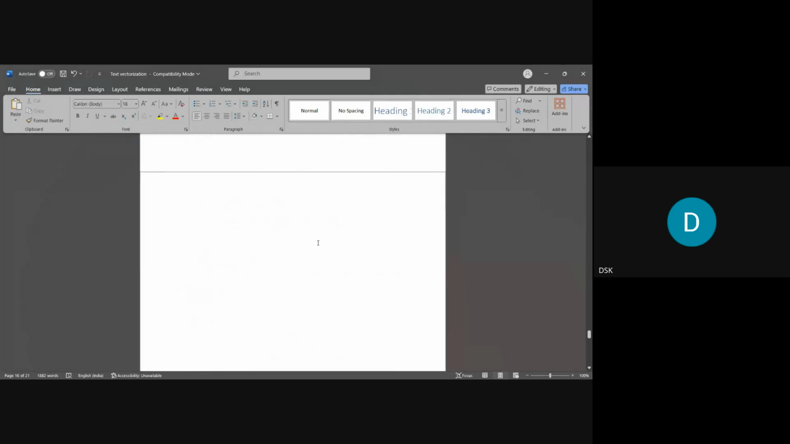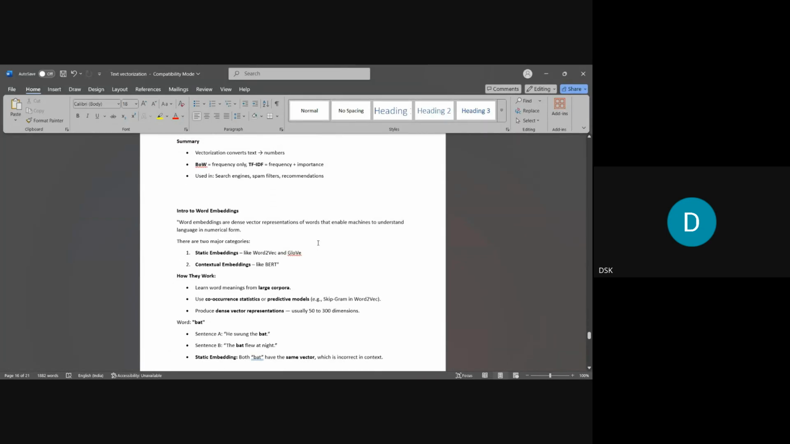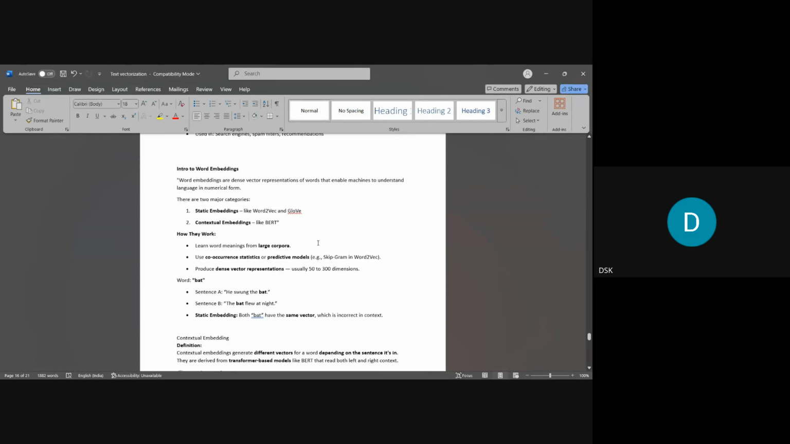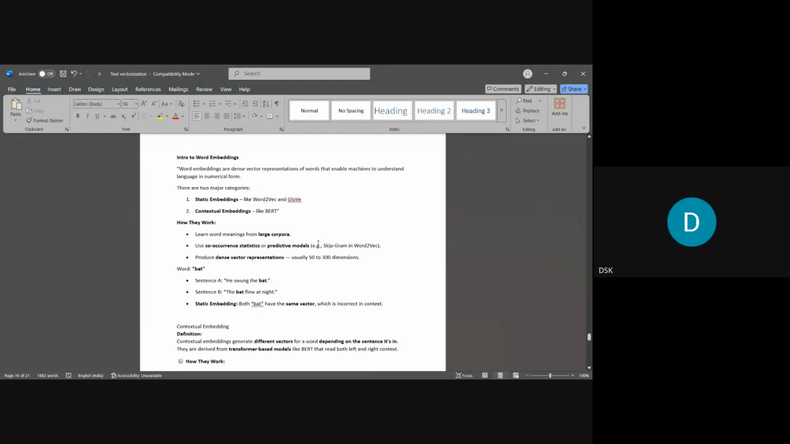So, intro to word embeddings. Word embeddings are a dense vector representation of words that enable machines to understand language in numerical form. The static embeddings are Word2Vec and GloVe.